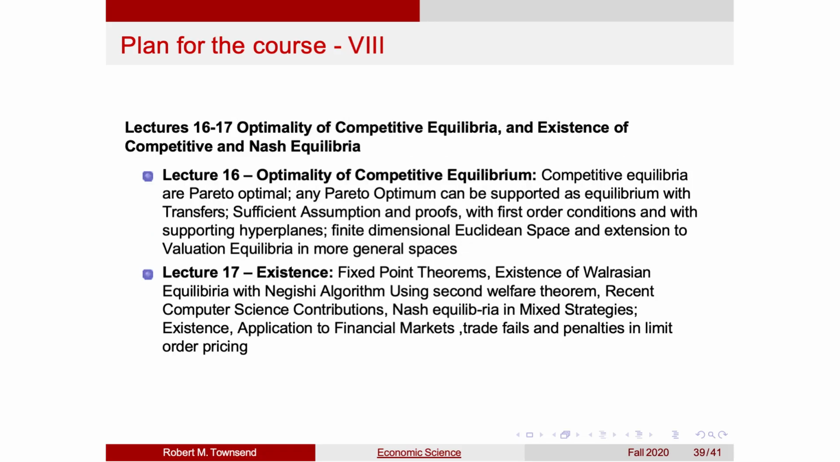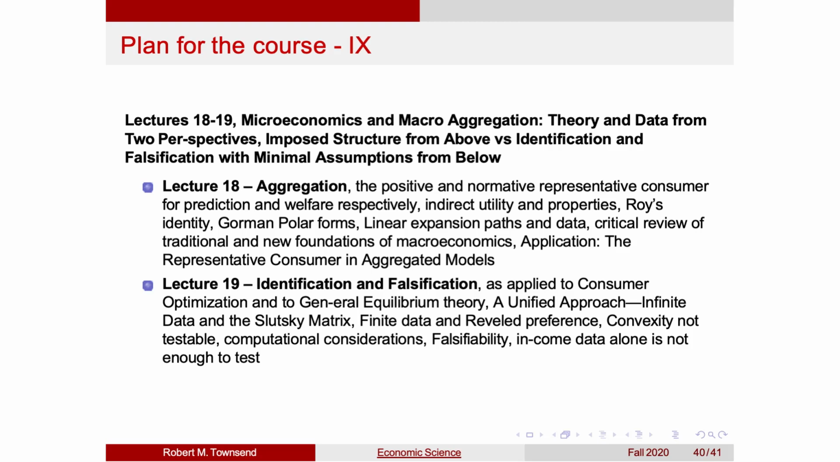Then lectures 16 and 17 deal with whether or not competitive equilibria are Pareto optimal, and with issues of existence of competitive equilibria and Nash equilibria. These 2 lectures, 18 and 19, are a juxtaposition of the micro and the macro, dealing with aggregates from the top, imposing the structure basically from above, versus juxtaposed with the micro and the data, where we can talk about whether anything can be really identified, talk about identification and falsification.